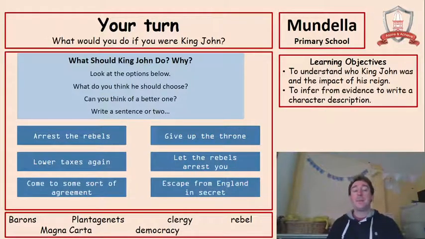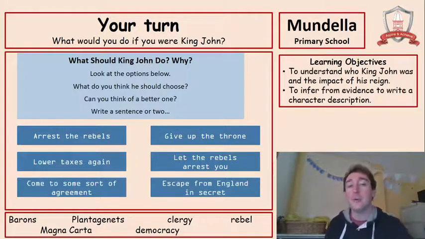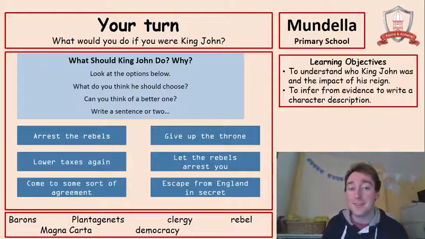Okay, it's your turn. What would you do if you were King John? What do you think he should do? Look, there's the options there. He can arrest the rebels. He can lower taxes again. He can try and come to some sort of agreement with the people who are rebelling. He could give up the throne, give up his crown. Let the rebels arrest him. Or he could escape from England in secret, because remember, he still had a few lands in France. What do you think he should do? Choose one of those options and then explain why you have chosen that one. Pause the video now and then write down your answer in your books with why.